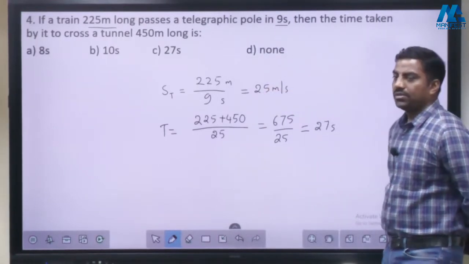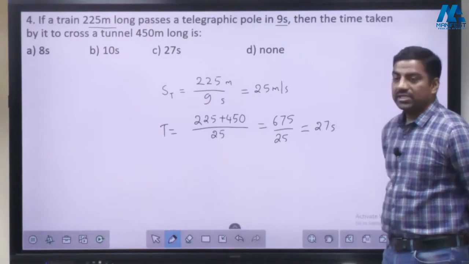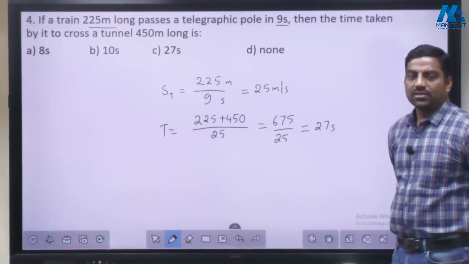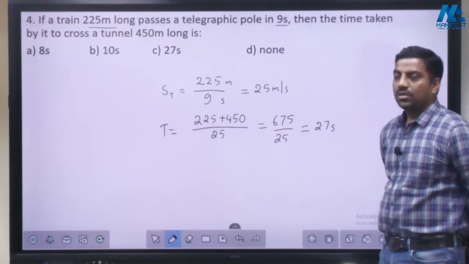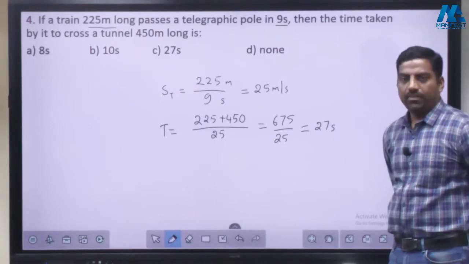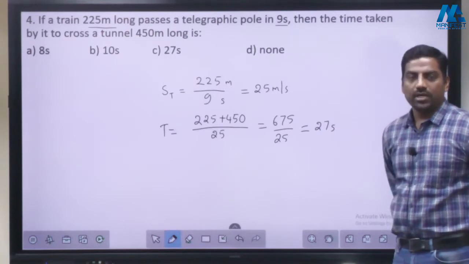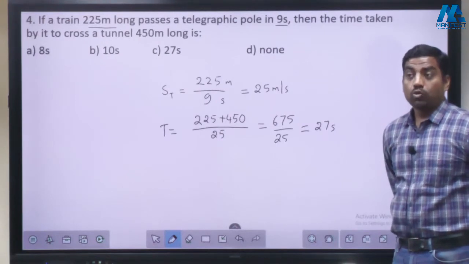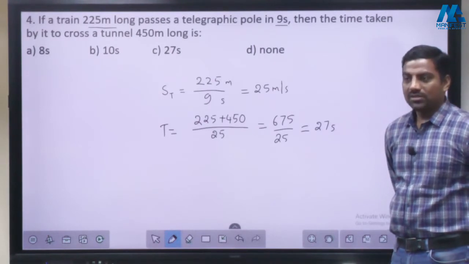See here, the train is 225 meters long and the tunnel is 450 meters long. Isn't the tunnel twice the length of the train? Yes or no? So, when this train is crossing a pole or a man or a tree, it has to cross its own length, correct? When it is crossing a bridge or tunnel or, let's say, a platform, then it has to cross twice plus its own length, correct? So 3 times the length, 3 times the length.